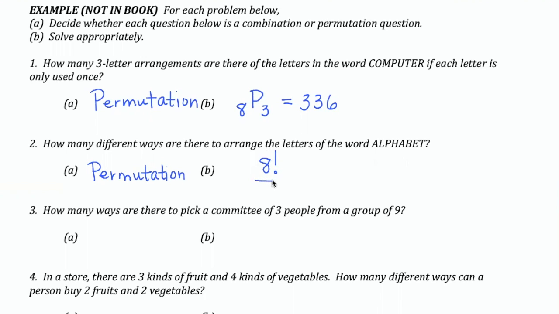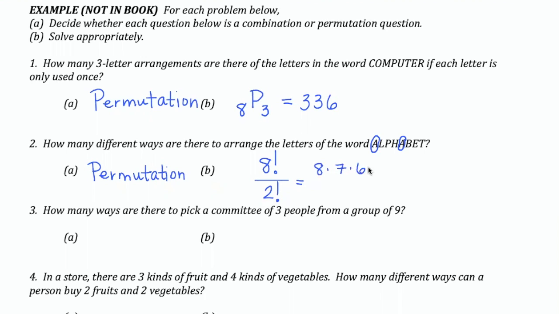However, because we have repetition, we're going to need to divide that out. So we have the letter A, which repeats, and that's it. The rest are unique. So A repeats twice, meaning I need to put a 2 factorial in my denominator. 8 factorial divided by 2 factorial, you can type it into your calculator like this.